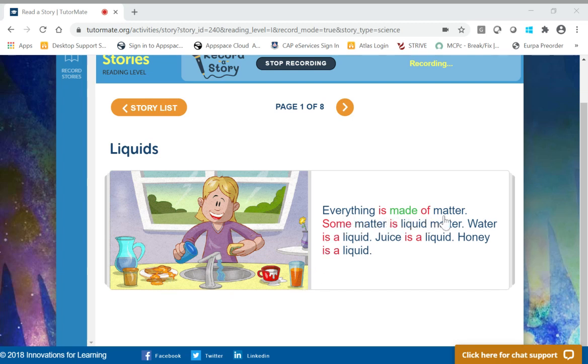Everything is made of matter. Remember, we talked about matter earlier. Some matter is liquid matter. Water is a liquid. Juice is a liquid. Honey is a liquid. This must be honey. This is probably some juice here. This might be water or milk, maybe. So, can you think of some other liquids, maybe?